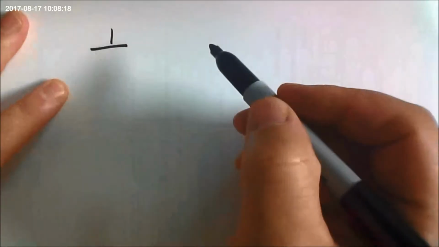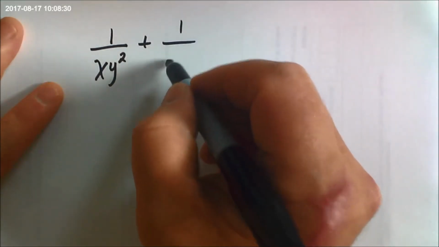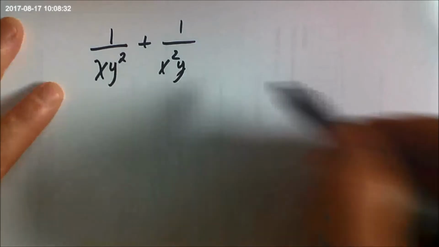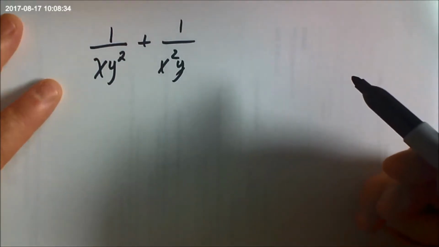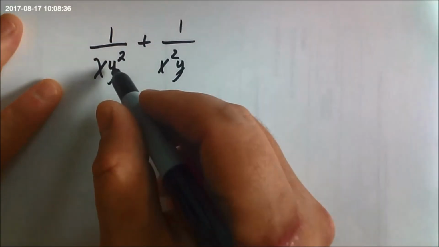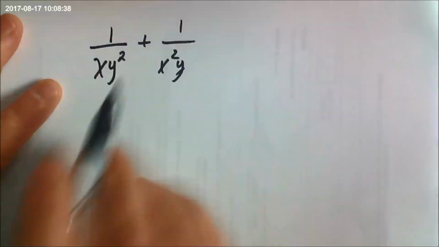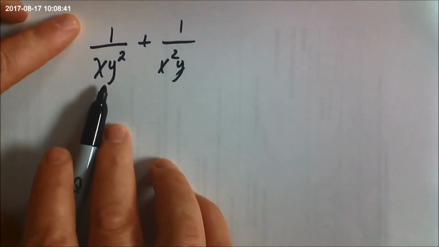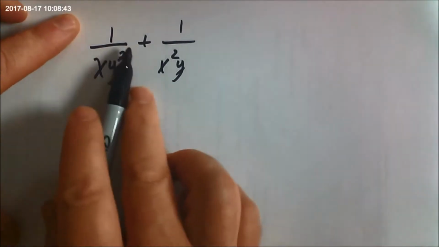Well, let's see here. The first problem was 1 over what? x y squared. Okay, and then plus or minus? Plus. Kevin, what was the next one? 1 over x squared y. And we have to add those, right? Yes. Is this a fraction? It's not a trick question. It's a fraction. And you're adding it with another fraction, right?